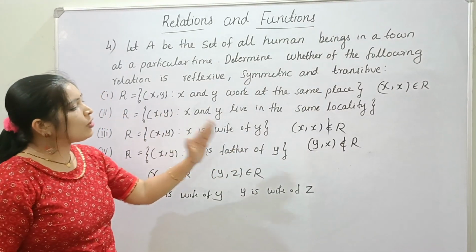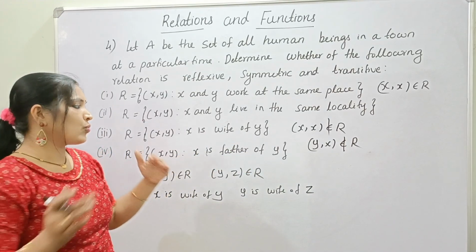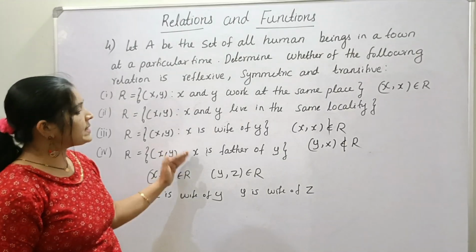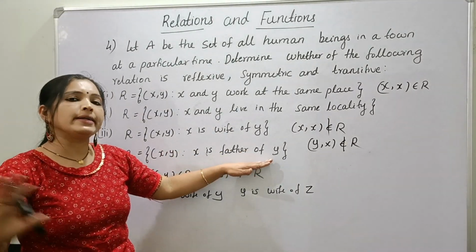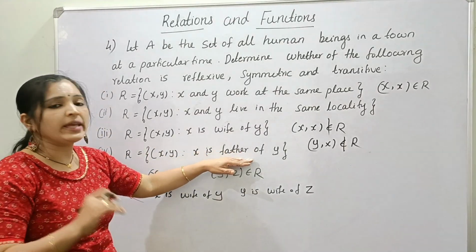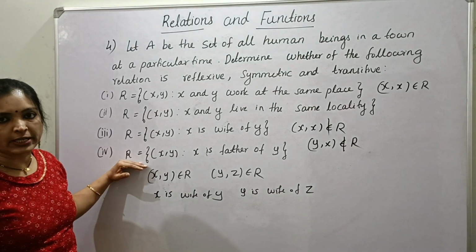Symmetric. See, X is father of Y. Y is the father of X, not possible, right? So, Y is son of X or daughter of X. Therefore, X is the father of Y does not imply Y is father of X. Therefore, here YX does not belong to R. Therefore, this R is not symmetric.